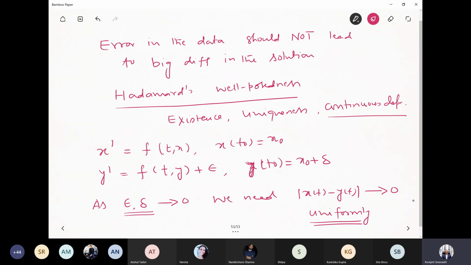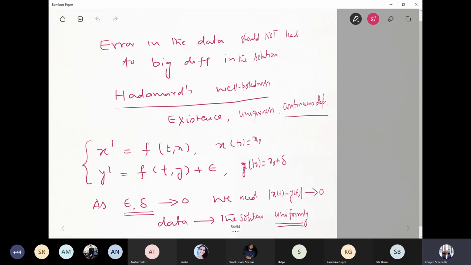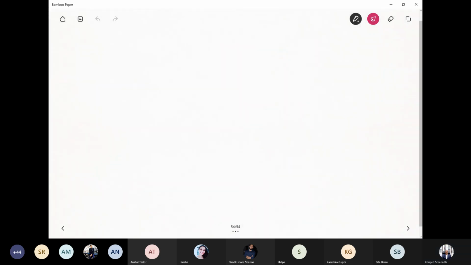This is a continuous function. If I define a map from the data to the solution, that map is going to be a continuous function. So we basically want to see that as epsilon and delta go to 0, the difference between these two solutions also goes to 0. So how is this done? This is done through the so-called Gronwall's inequality. It's a very popular inequality.